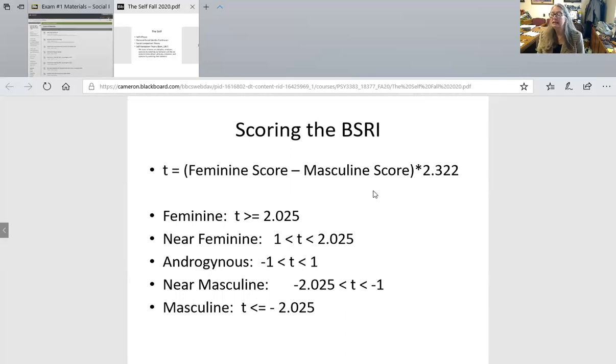If your t is greater than or equal to 2.025, then you're feminine. If it's between 1 and 2.025, you're near feminine. If your t-score is less than or equal to negative 2.025, then you're masculine. If it's between negative 2.025 and negative 1, you're near masculine. And if it's between negative 1 and positive 1, you're androgynous.